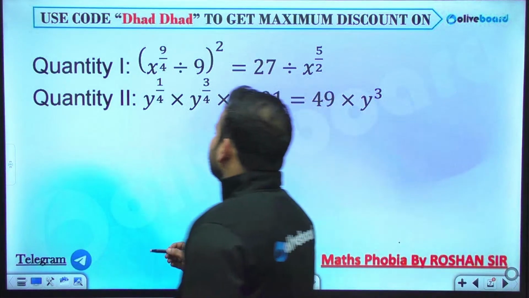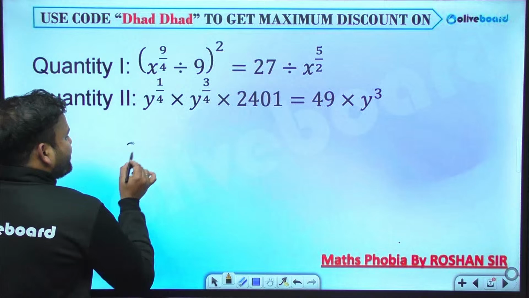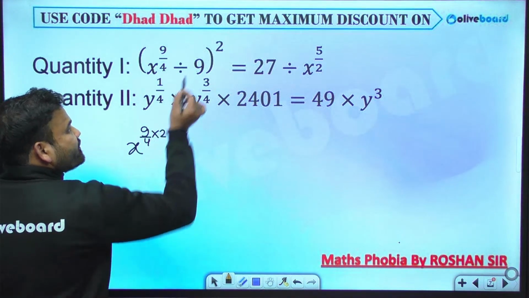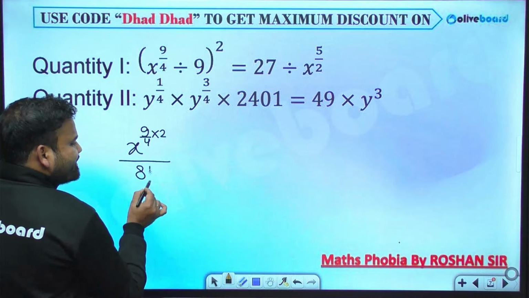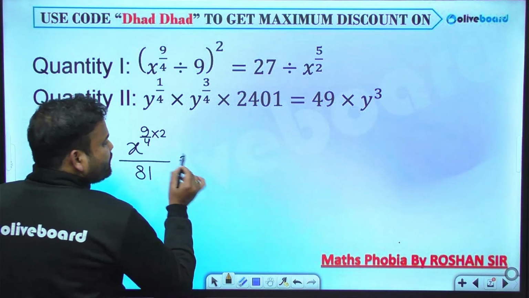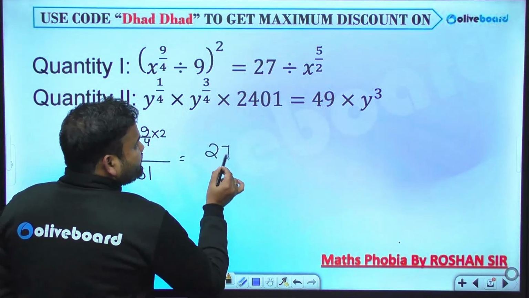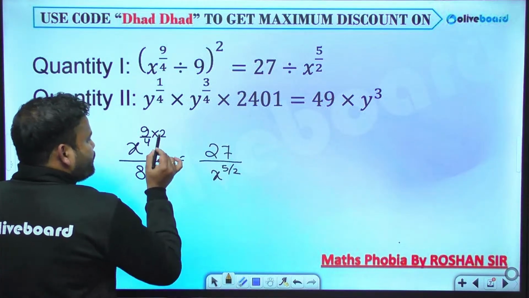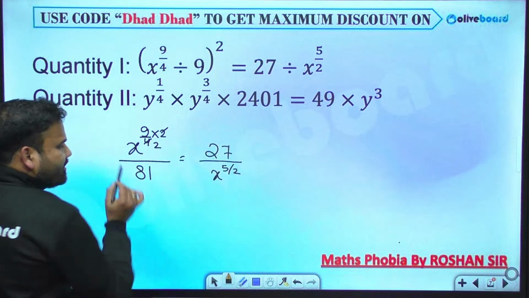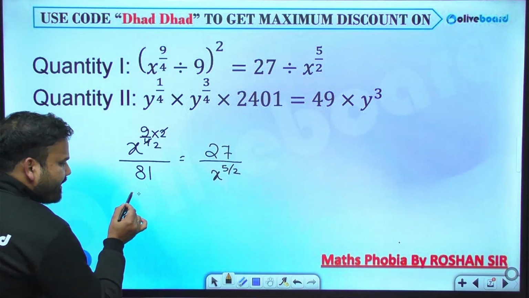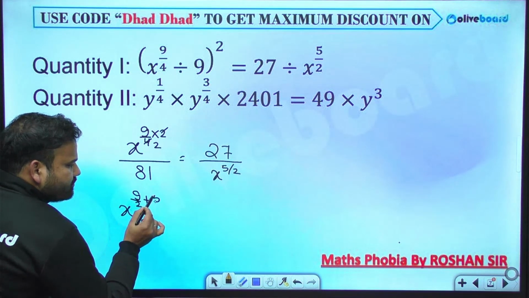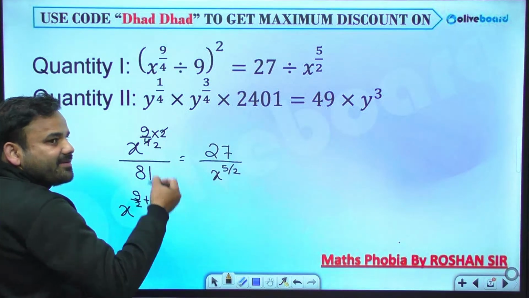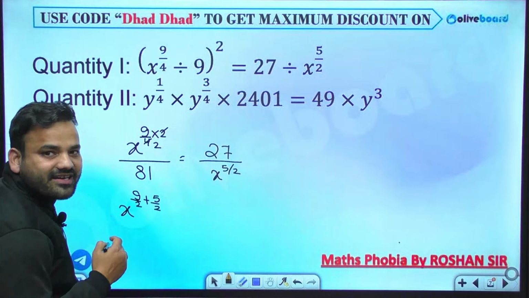So what about this? This is x to the power 9 by 4, right? X to the power 9 by 4 times 2, because this is all square and this is 9 square, that is 81, equals what? 27 upon x to the power 5 by 2. So this becomes 9 by 2. Cross multiplication, when the bases are same, powers will add, so 9 by 2 plus 5 by 2. This was a product. In case of a product, if the base is the same then the powers will add. This is the pattern of surds and indices.